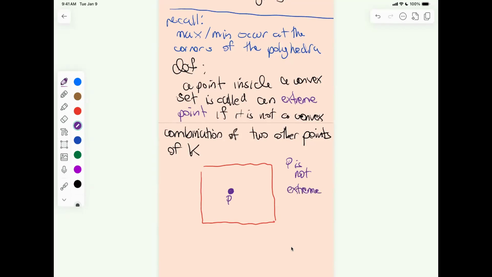Why is P not extreme in this definition? Because I can find two other points, and I will have tons of options, but I can find two other points. Let's call them P1 and P2.